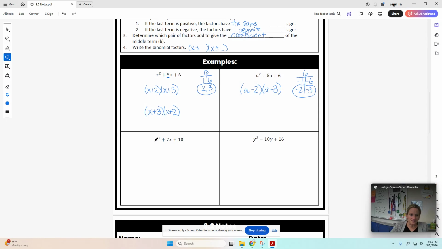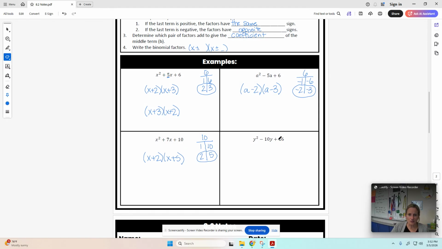I'm going to keep going. This is in standard form, so I'm thinking of factors of 10 that add to 7. 10 is positive, so they have the same sign, and they add to a positive, so I'm considering all the positive factors. Factors of 10 are 1 and 10, and 2 and 5. 2 and 5 is the combination that adds together to give me 7. So my factors are x plus 2 and x plus 5. Again, you could have these switched. It could be x plus 5 times x plus 2.